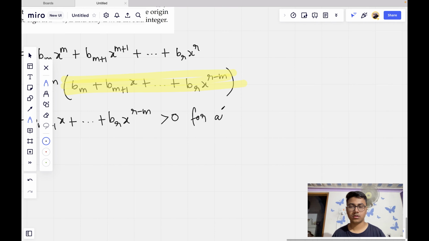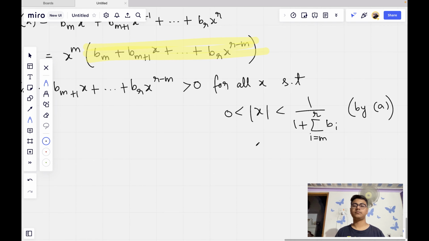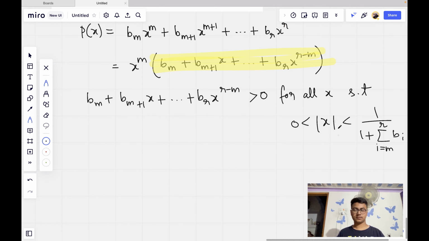for all x such that mod of x is greater than 0, strictly less than 1 by 1 plus summation of mod bi as i goes from m to r. This is by part A, correct? So in this interval, in this neighborhood of 0, this polynomial is always strictly positive. So the sign of p depends only on x to the power m.